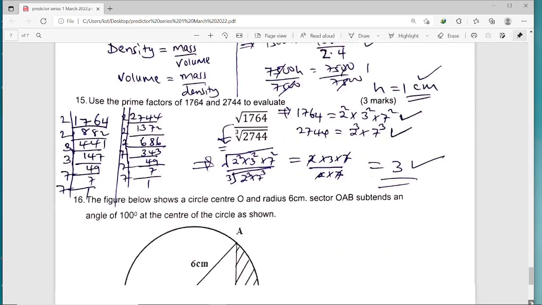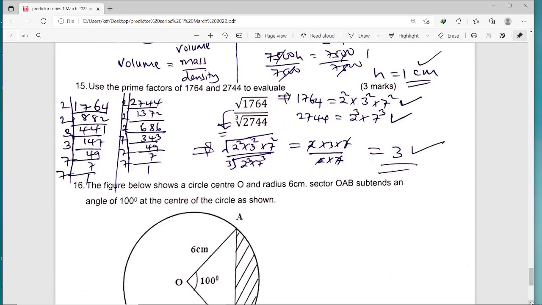The question is: use prime factors of 1764 and 2744 to evaluate. So first of all, we write the prime factors of 1764. We get it as 2 squared times 3 squared times 7 squared. We also find the prime factors of 2744, using a tree diagram, whichever you want to use. So you need to get this as 2 cubed times 7 cubed.